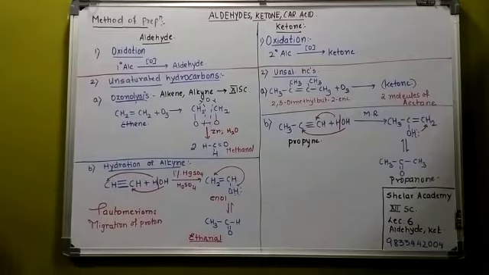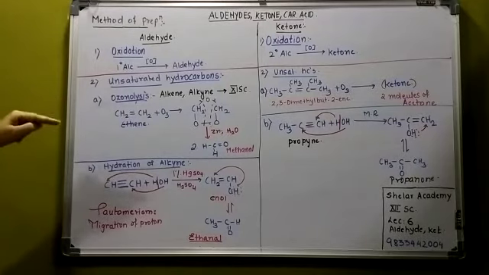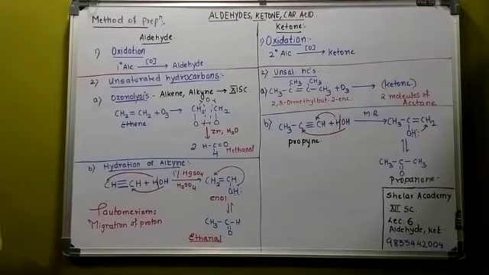Now, what is this? This is ethylene ozonide. When further reacted with zinc in the presence of water, what we get is two molecules of methanal, formaldehyde, that is methanal.